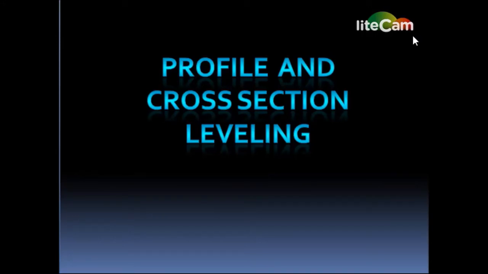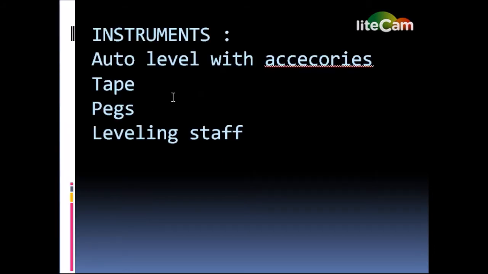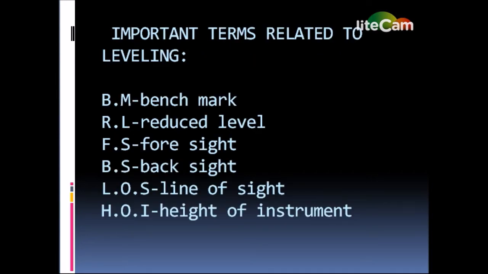Hi friends, in this video I will tell you about profile and cross-section leveling. These are the instruments that are required to perform this activity: auto level with accessories, the measuring tape, pegs and leveling staff. These are some important terms that you must know to perform leveling. The first one is benchmark, reduced level, foresight, backsight, line of sight and height of instrument.